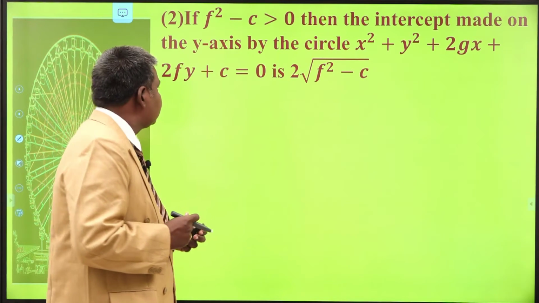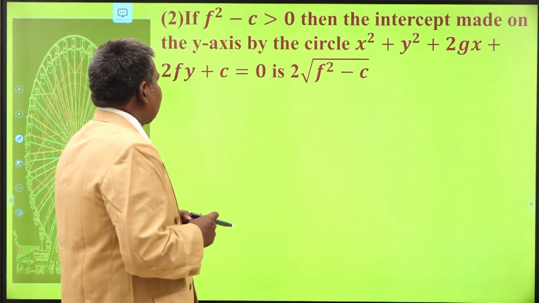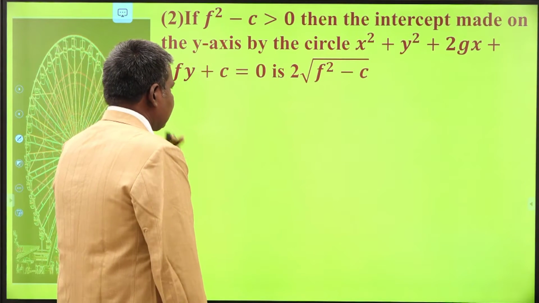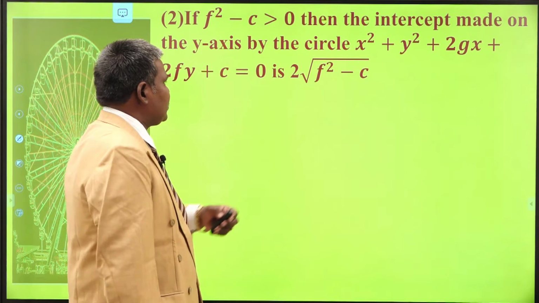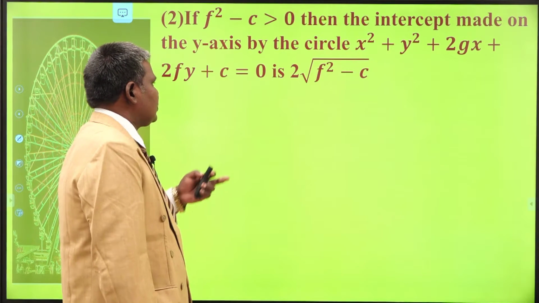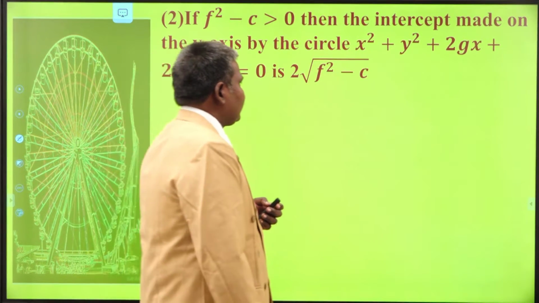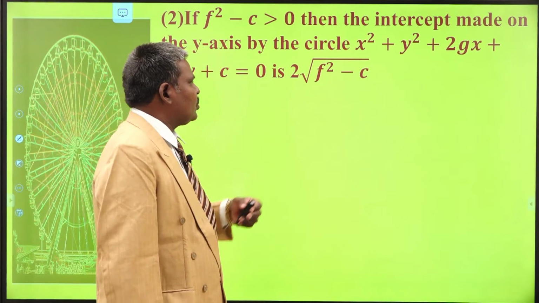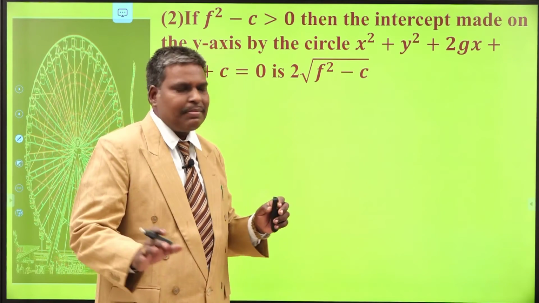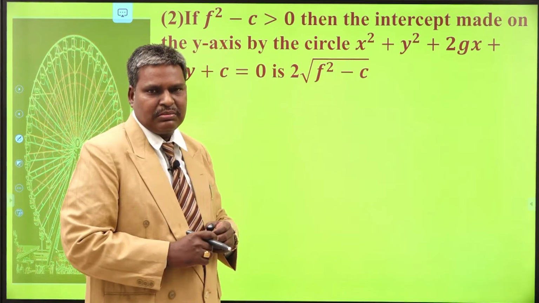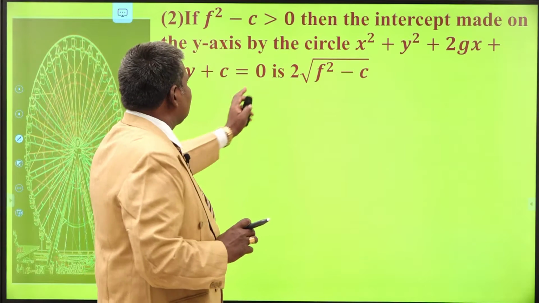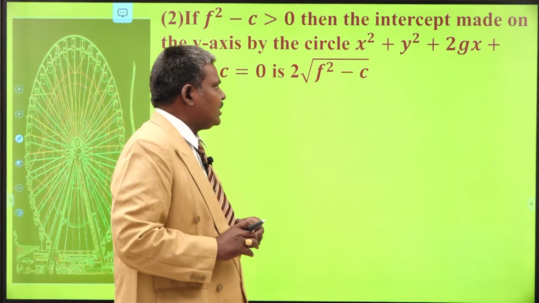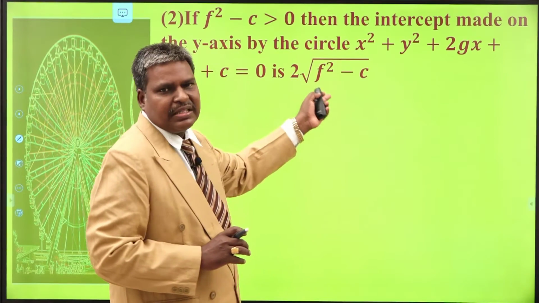This is the theorem. If f square minus c is greater than 0, the intercept made on the y-axis by the circle x square plus y square plus 2gx plus 2fy plus c equal to 0 is 2 into root of f square minus c. Already we have proved the length of the x-intercept is 2 into root of g square minus c. In the same manner we can prove this one also. There is no difference. What is here? We have to find out the length of the y-intercept made by the circle.